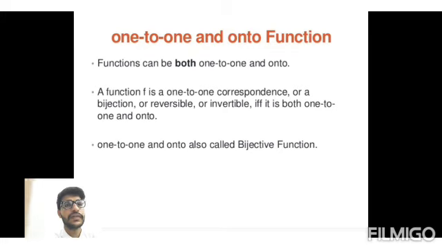One-to-one and onto function. Functions can be both one-to-one and onto. A function f is a one-to-one correspondence, or bijective, or an invertible function, if it is both one-to-one and onto. One-to-one and onto is also called a bijective function.